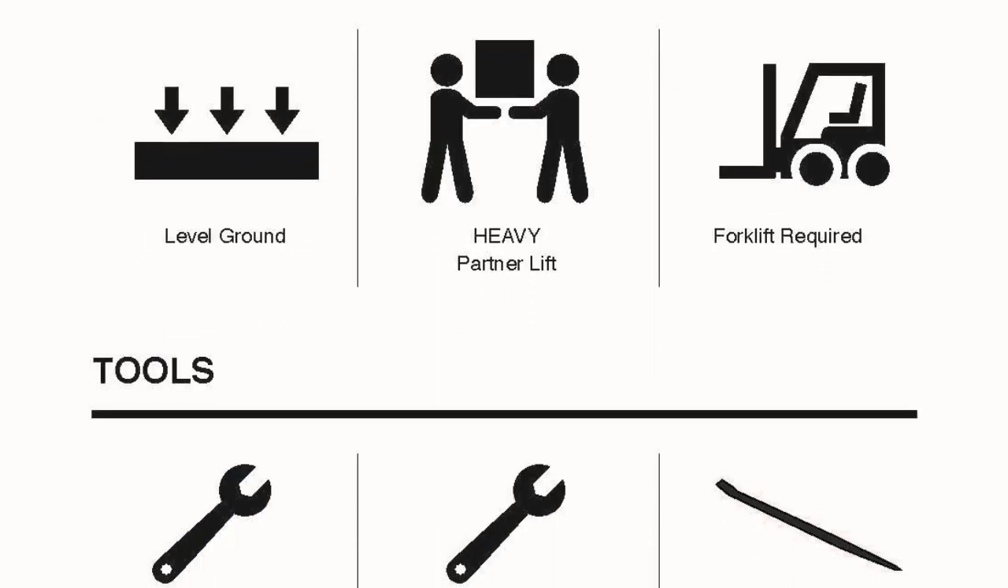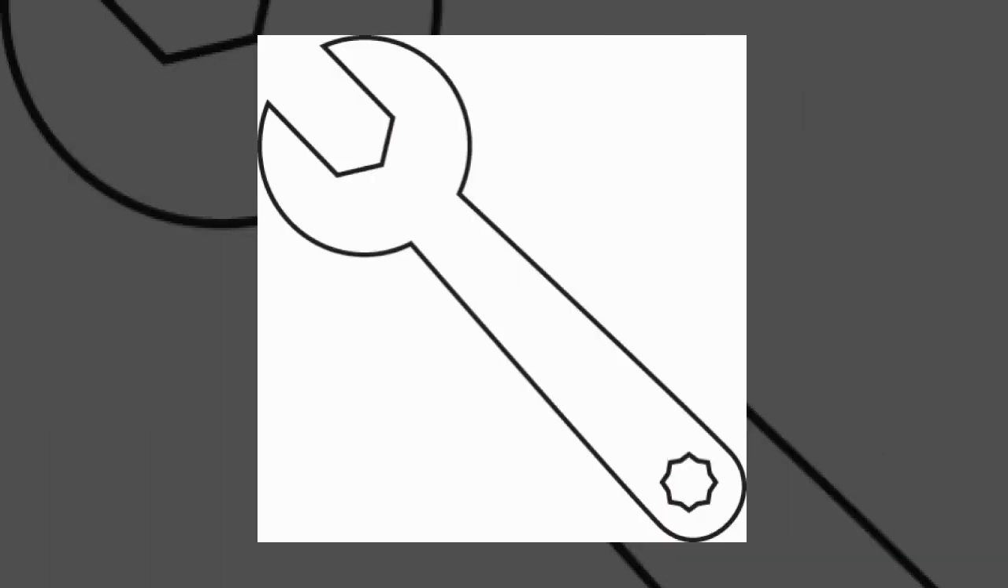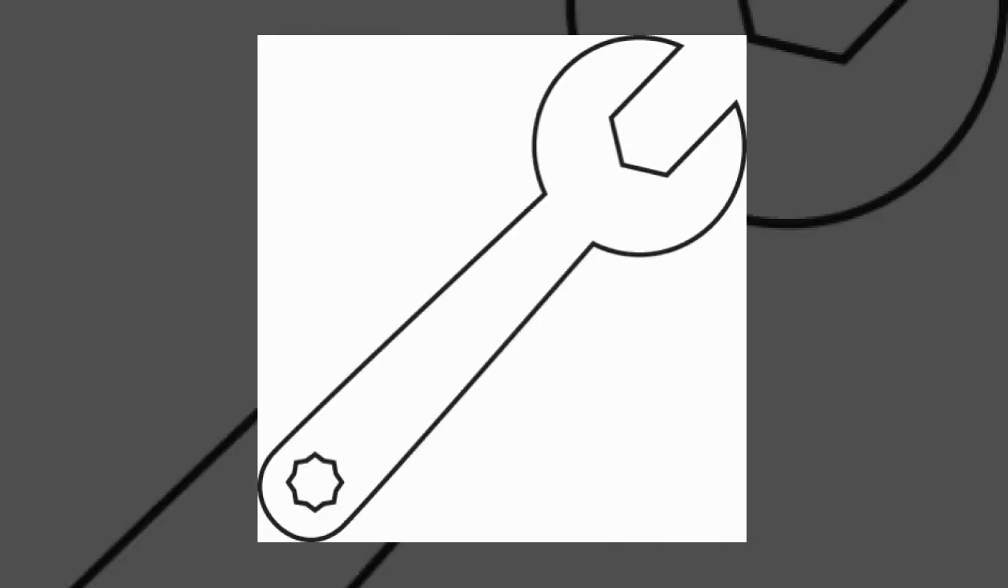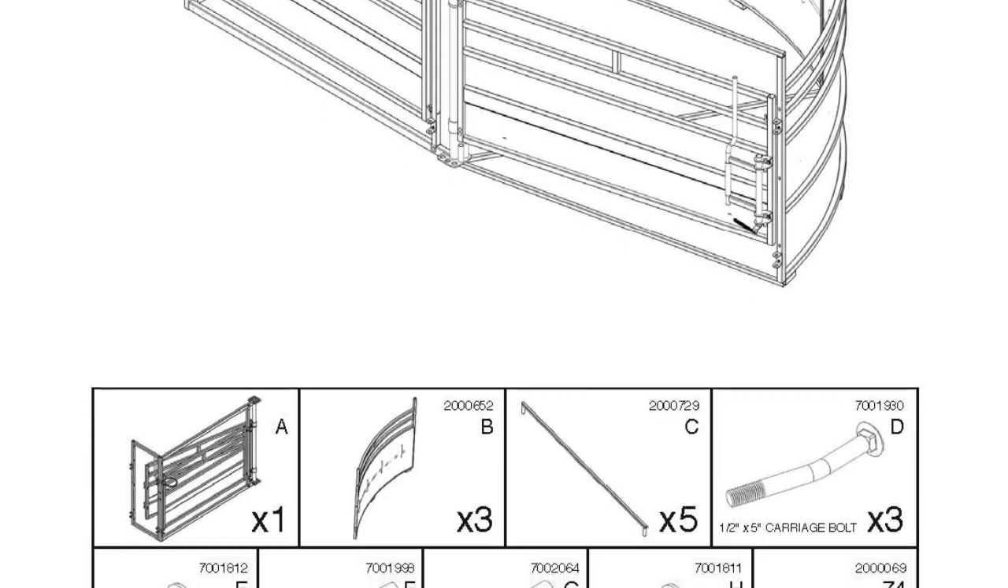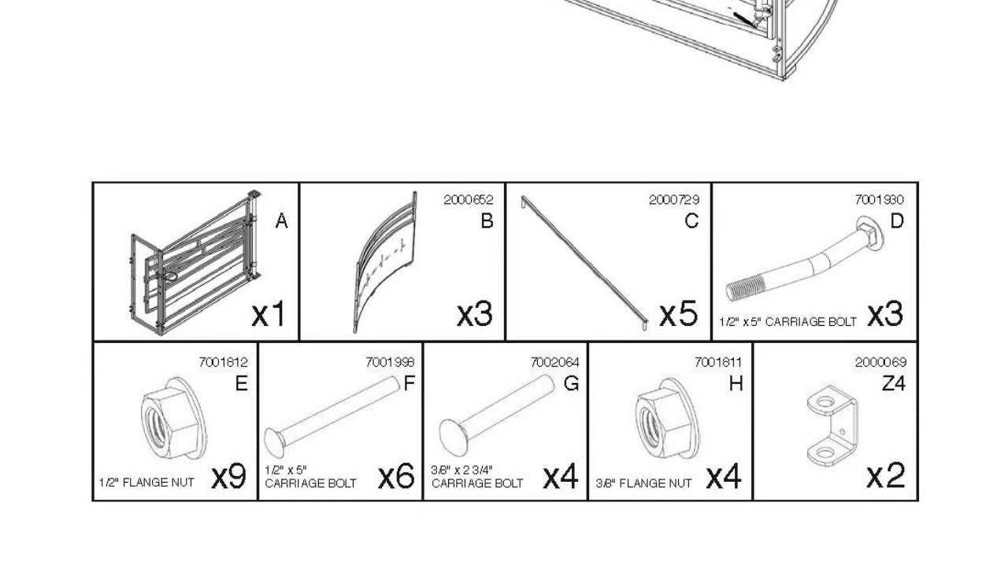The parts are very heavy. To assemble this product, you will need a forklift, 2 people, 3/4 wrench, 9/16 wrench, and an alignment bar. Before beginning assembly, please open all boxes to confirm that all parts necessary are present.